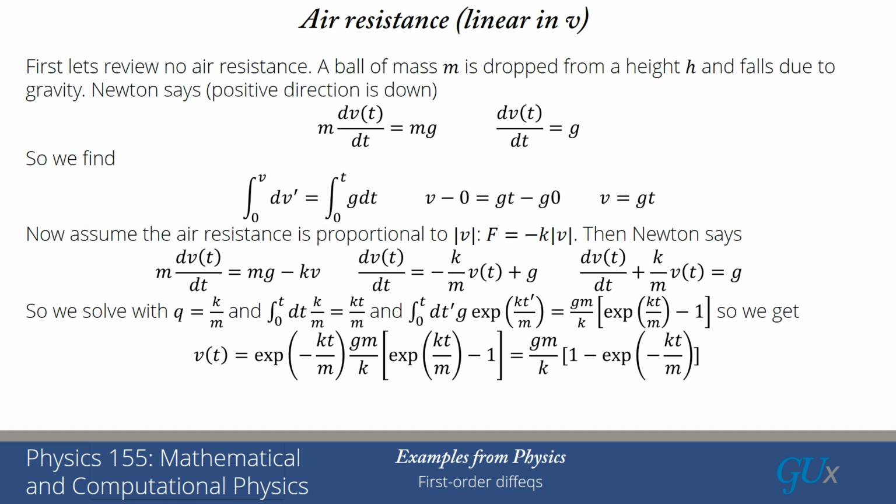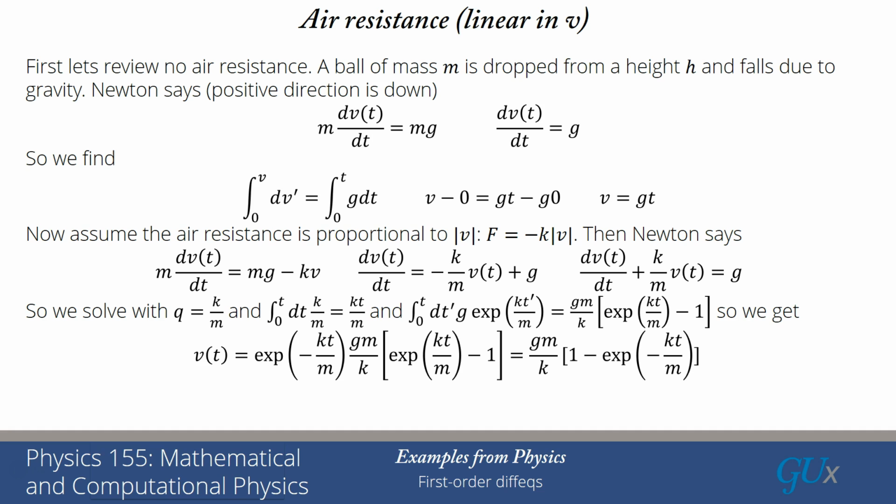But if I look at small t, I can expand that exponential as 1 minus kt over m. And then I have 1 minus the quantity 1 minus kt over m. That just equals kt over m. The k over m cancels the m over k out front, and I just get g times t. Well, that's actually what we got for the velocity dependence on time in the case where there was no air resistance. So if we start off the system with a velocity equal to 0, the initial air resistance is 0, and so we recover that solution for short times of what we got when there was no air resistance.